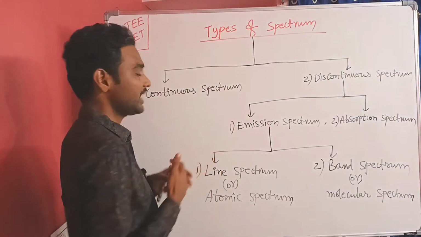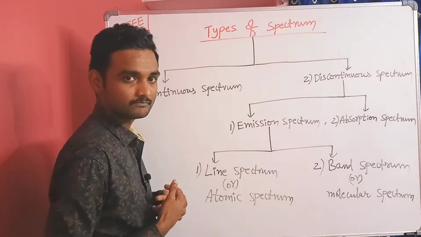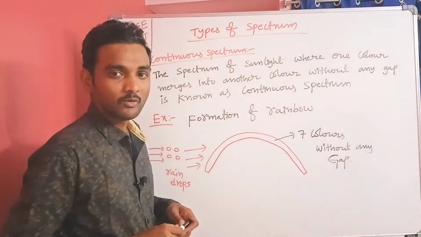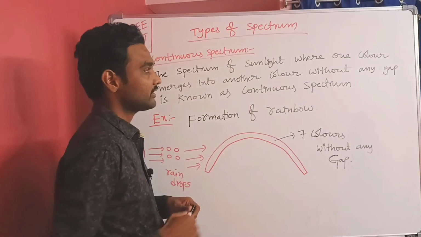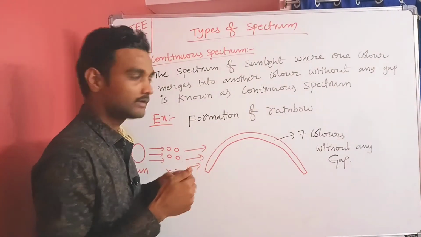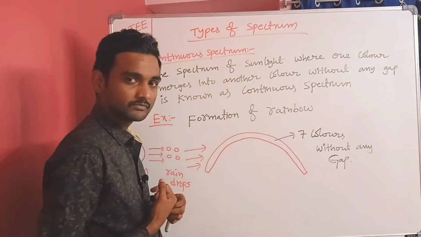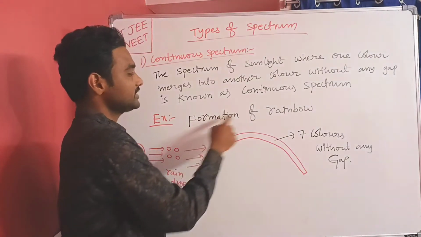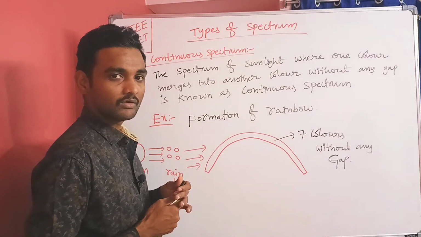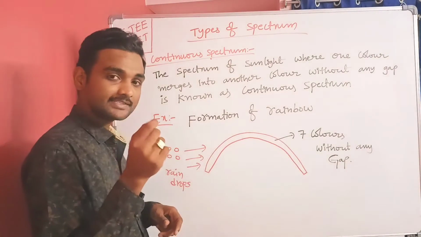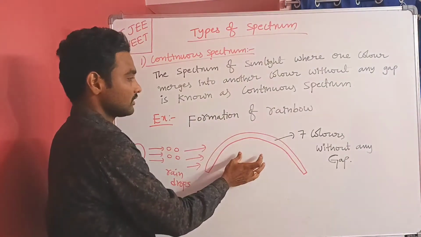First let me discuss continuous spectrum. What is continuous spectrum? In the spectrum of sunlight, where one color merges into another color without any gap, is known as continuous spectrum. The best example is the formation of a rainbow. How can a rainbow form? During rainfall, the sun rays disperse through the raindrops and form the rainbow.